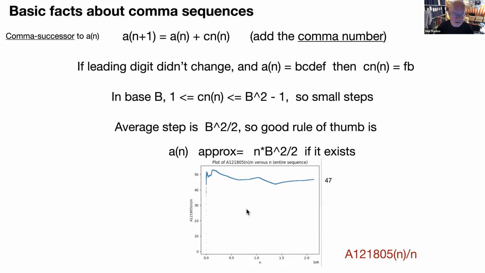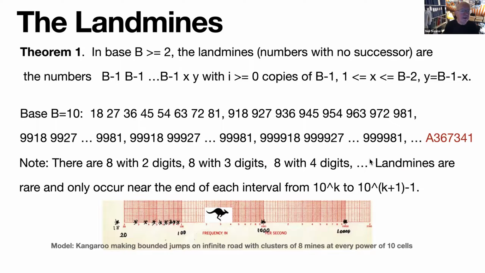And here's a plot. This is a graph of, let me move this. I can move that. Okay, so I can now see that. So here's a plot of a of n over n for the original Angelini comma sequence. And you can see it does roughly approach 50. But it's not a very smooth thing. So this is a really crude approximation, but it's useful nevertheless. If it doesn't die, the comma sequence is about n times B squared over 2. Right. Thank you. Now the landmines.